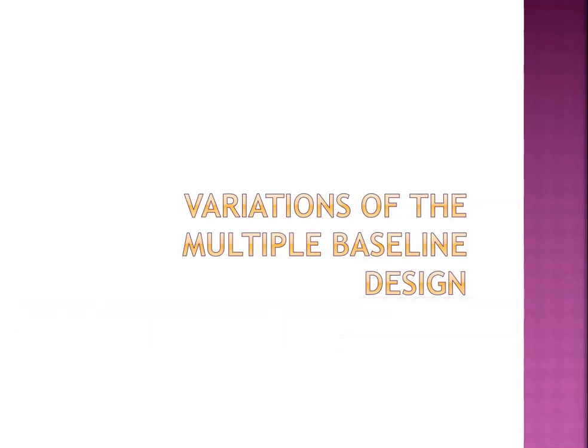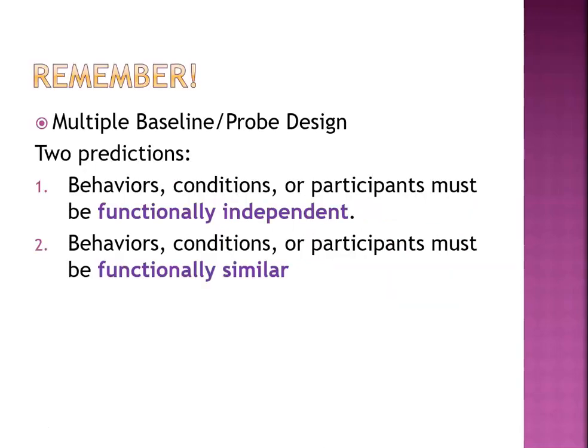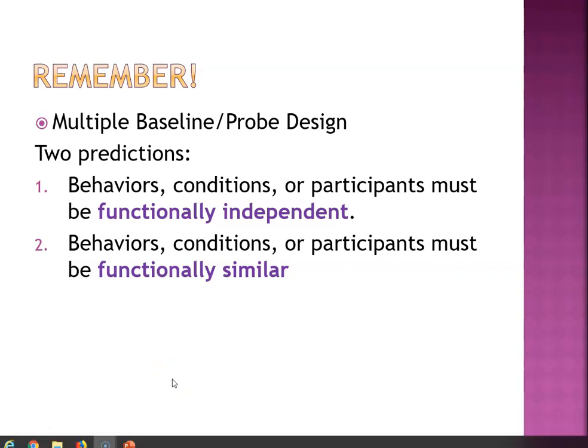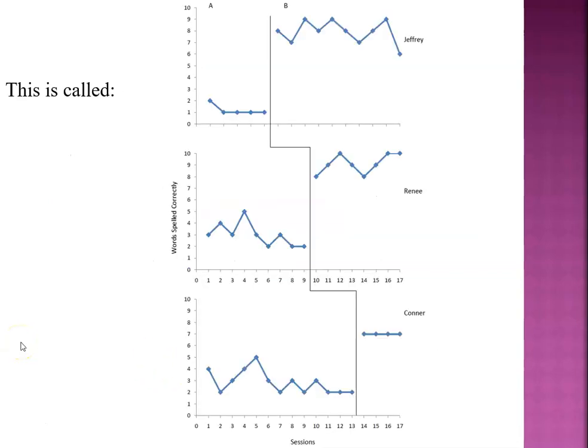Now, I want to review or talk about some variations of the multiple baseline design. Remember, in the previous module, we learned about the multiple baseline probe design, and there are 2 predictions that must be made prior to beginning this design and expecting to see 2 predictions must be made if you expect to establish experimental control. First, the behaviors, conditions, or participants must be functionally independent, meaning those will not change or be highly variable until intervention has been applied. But at the same time, they must be functionally similar, meaning they will each respond once the intervention is applied. Let's look at the different designs.